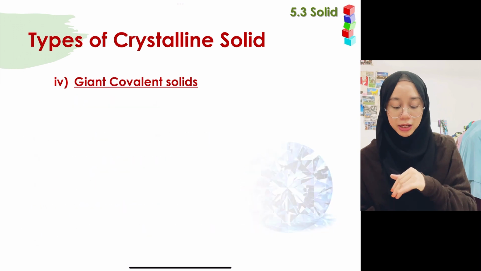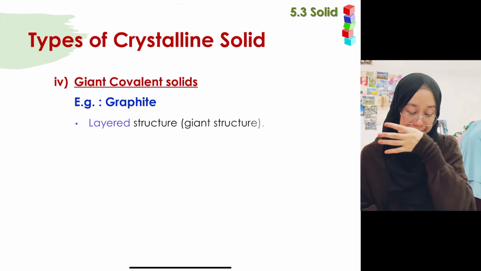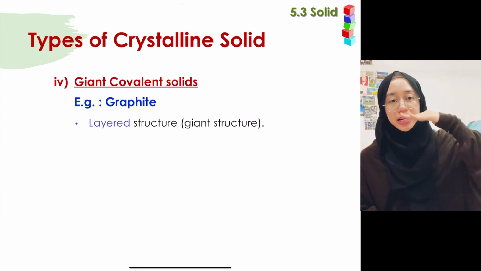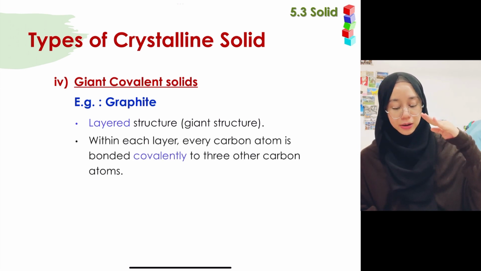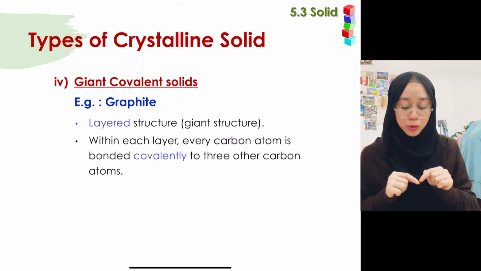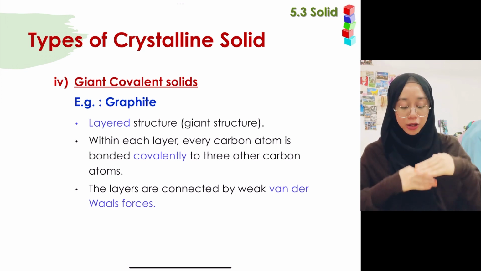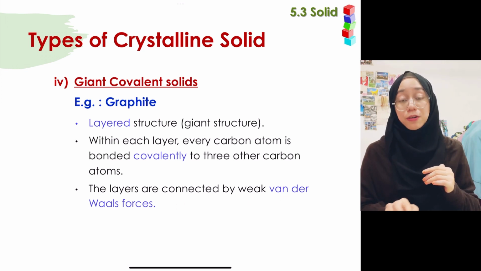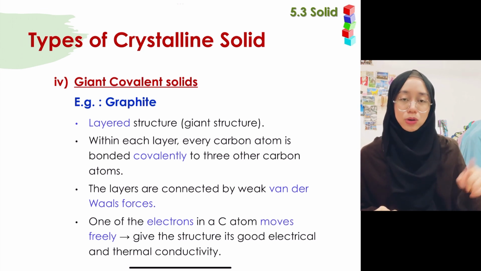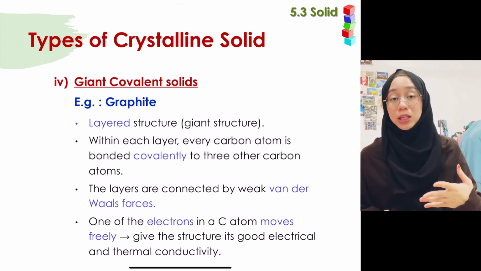In comparison, kalau kita ada another giant covalent structure juga, kita tengok graphite. Okay, so kalau graphite, it has a layered structure. Okay, dia layered structure. So each layer ni dia bonded. Okay, kita tengok ni. Within each layer, every carbon atom is bonded covalently to 3 other carbon atoms. Lepas ni kita tengok structure dia macam mana. And then between layer tu pula, it is connected by weak van der Waals forces. Okay, so one of the electrons in the carbon atom dia boleh move freely. So disebabkan this particular carbon atom, dia somehow boleh conduct electricity and also heat.